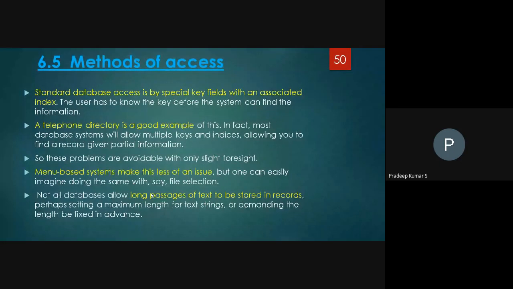Next, the menu-based system. That is the thing. It doesn't bother about the document type, or the document type and long passages of data. Likewise, we have to maintain the structure. That is what we have discussed.